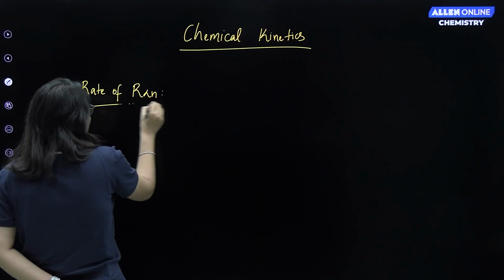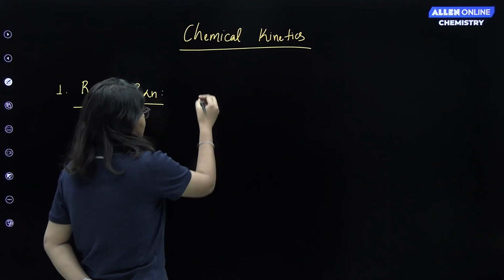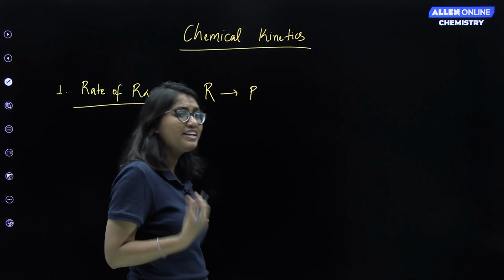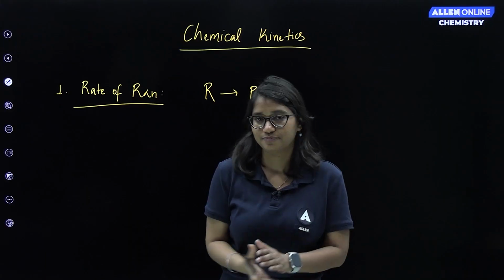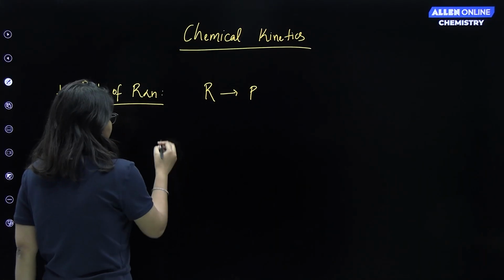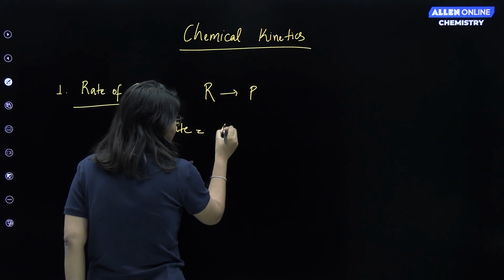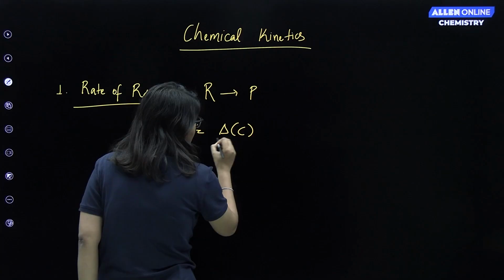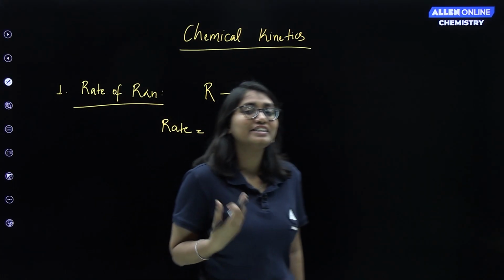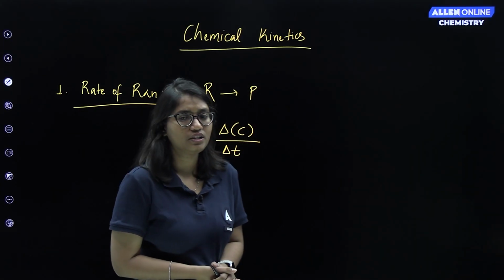Rate of reaction simply means how fast reactants are converted into products. In chemistry, we measure this using concentration. So, mathematically, rate is defined as change in concentration per unit time.